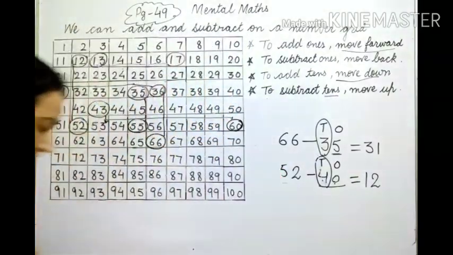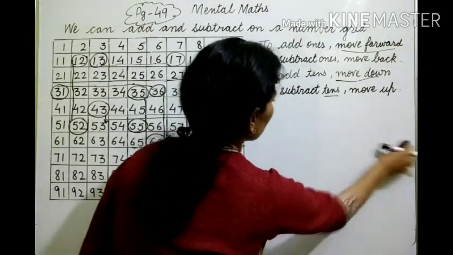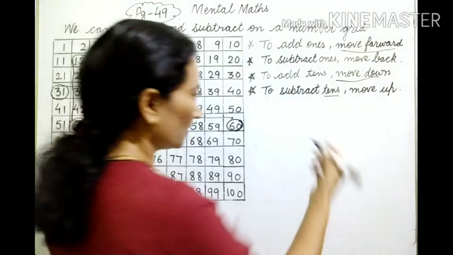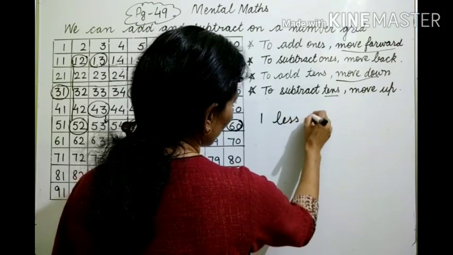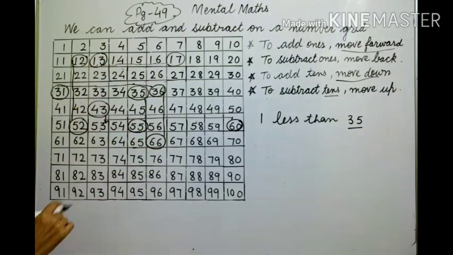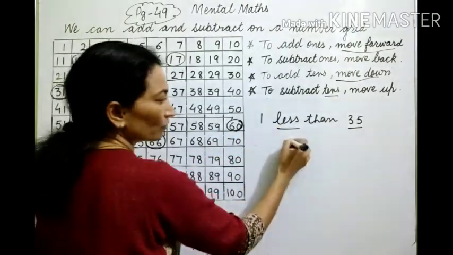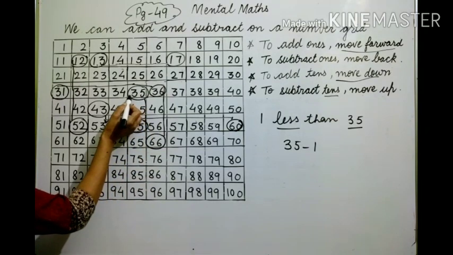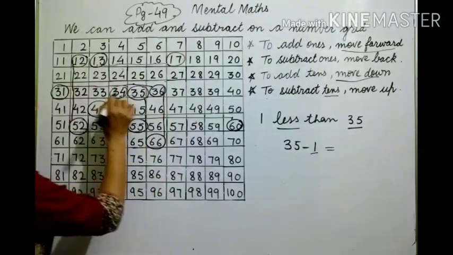Let us solve some questions on page 49. 1 less than 35. We have taken number 35. First we see where is 35. Here it is already circled. Less than means you have to subtract 1 from 35. Means you will step backward 1 step as we are subtracting 1. So the number is coming 34.